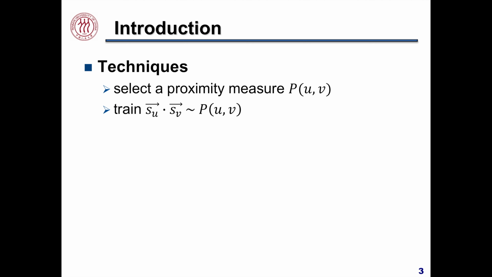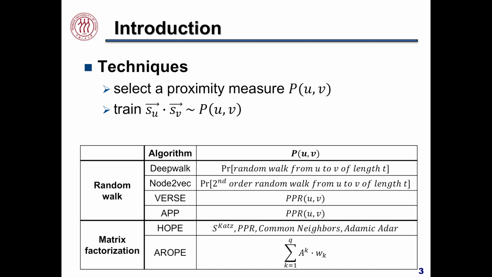Most of them adopt the following framework: determine a proximity measure and then train embedding vectors. The proximity between U and V is described by the inner product of their embedding vectors. In general, these methods are based on random walks or matrix factorization.